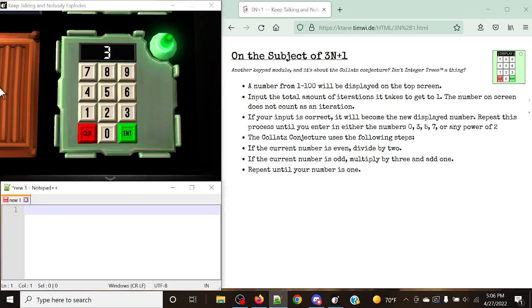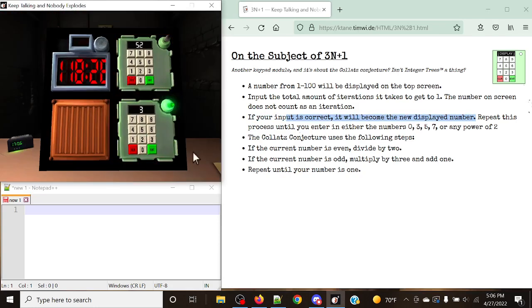So now, how exactly did I just solve that? And why was that so easy? If your input was correct, it will become the new display. Now, that's normally with a much larger number. We happen to get a really easy case with this one, I will say. But normally you would repeat this process until you enter in the numbers either 0, 3, 5, 7, or any power of 2. Because at that point, if you get any power of 2, you're pretty much going to be going down to 1 really, really fast. So that's very important to note down.